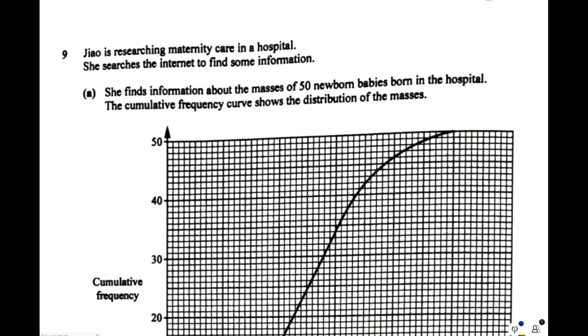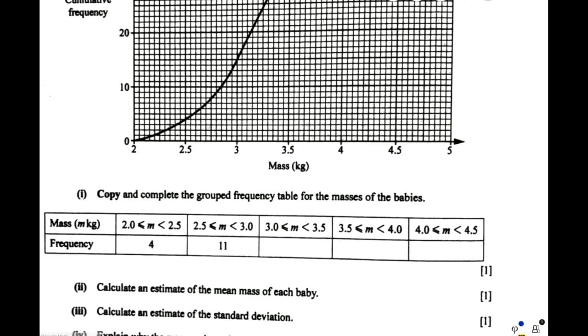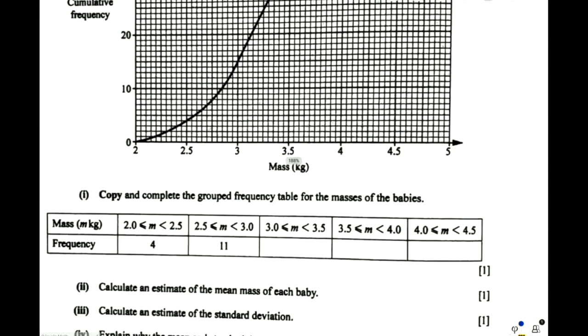Yeah, so Jiao is researching maternity care. She searches the internet to find some information. So she finds information about the masses of 50 newborn babies born in the hospital. Okay, cumulative frequency curve here. Okay, so I'm supposed to copy and complete the table. The mass, right? I need to fill in this stuff. Okay, so we gotta heavily rely on this table. Now let's take a look.